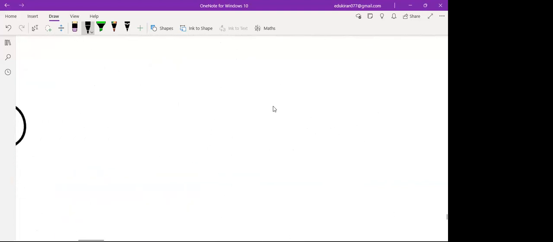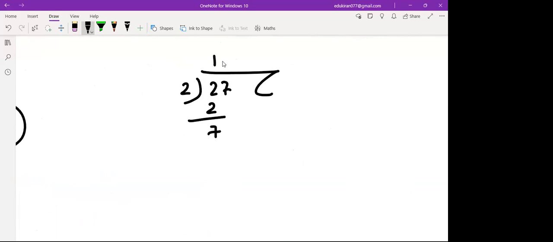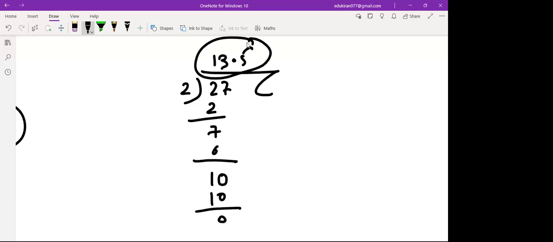This is a question of division. For example, 27 divided by 2. 2 ones are 2 and then 7. Then 2 threes are 6. What is the remainder? 1. Can you divide this 2 with 1? No. So you will put a 0 here and you will put a decimal here. Then 2 fives are 10, 0. So this will be your answer. Whenever a number is not divisible by something, you put 0 here, and then you get the answer. Clear?